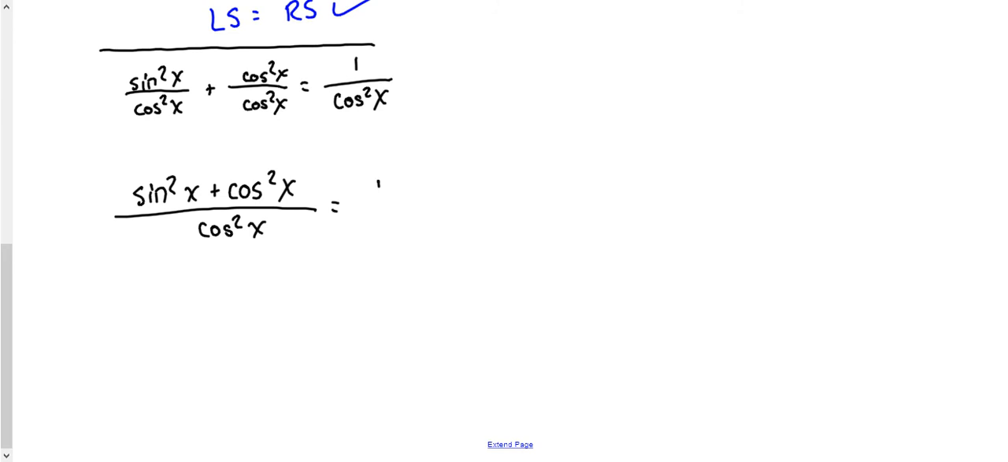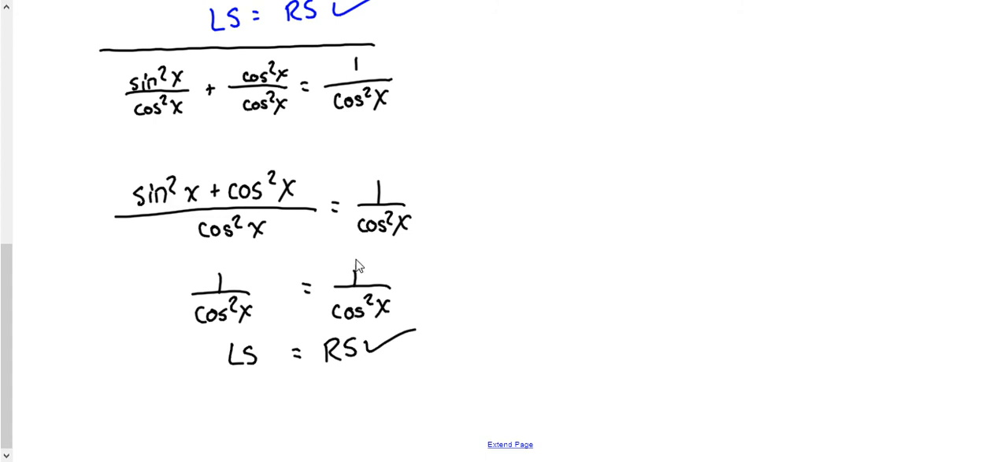And we're hoping to get to 1 over cos squared x. In the numerator here, sine squared x plus cos squared x, this is one of your trig identities. This is your Pythagorean identity. It says here on your formula sheet again, sine squared x plus cos squared x is equal to 1. So I can rewrite that as 1 over cos squared x, and that does match up to our right side of 1 over cos squared x. And there we go, we have a left side equaling the right side again, so our proof is complete.